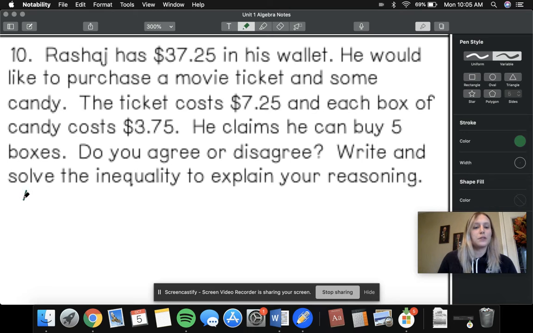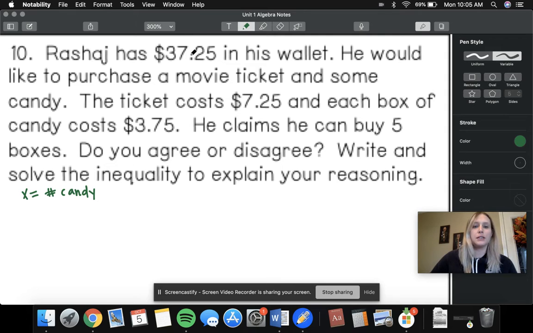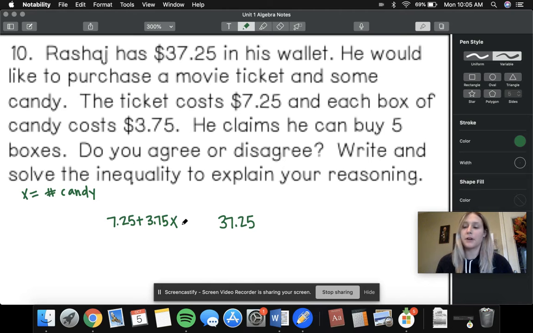Okay, so we first need to figure out what we're talking about. Like, what is it that we don't know? He knows he wants to buy 1 ticket and he wants to buy some candy, but we don't know the number of boxes of candy. So we know that our total is $37.25. So I'm going to put this over here. And how he's getting to $37.25 is he buys a movie ticket, which is $7.25. And additionally, he is buying candy for $3.75 each. So for each box of candy, $3.75. We don't know how many boxes of candy, so we're going to put the variable on that one.